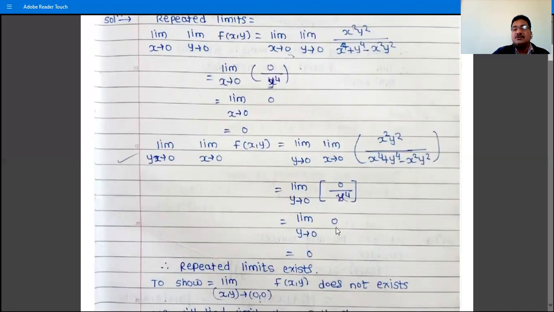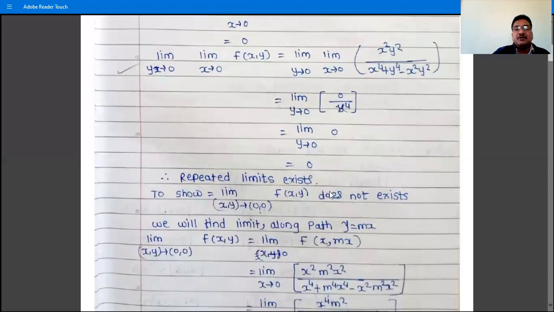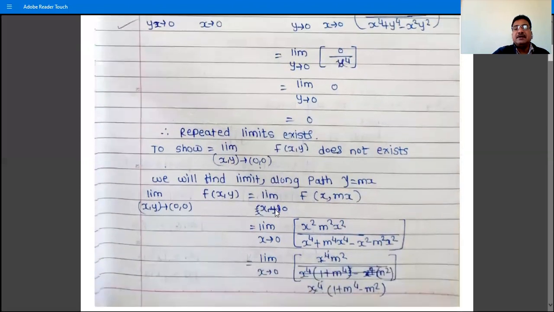So 0 by y raised to 4, that is 0. And the limit of 0 as y tends to 0 is 0. So the repeated limits exist and both are equal, but the simultaneous limit does not exist.